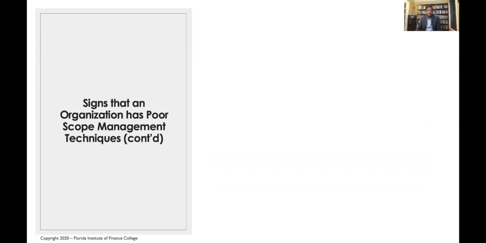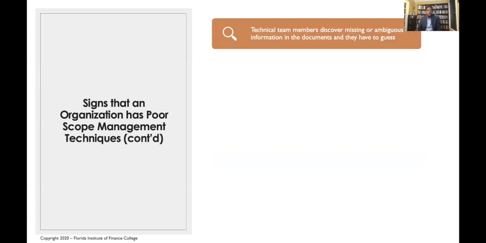Of course, another one is the technical team members discover missing or ambiguous information in the documents, and then they have to guess. Instead of going back and validating, they say, you know what, he meant this, so let's just do this. That is also not a good sign of maturity of proper project scope management within your organization.